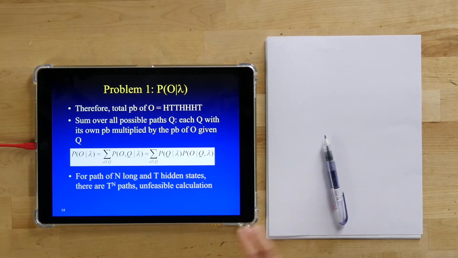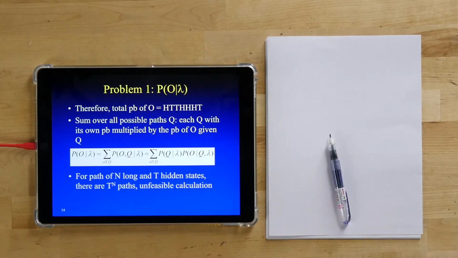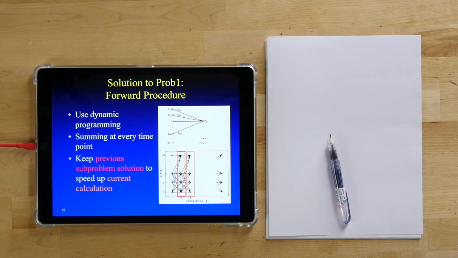But you can imagine if we're looking at the stock market, you easily go to a year of market prices, 250 market days, and then to decide whether it's a bull or a bear market, this would be an unfeasible calculation. We can't possibly enumerate all the possible string combinations. And so in order to really solve this problem, we use something called dynamic programming.